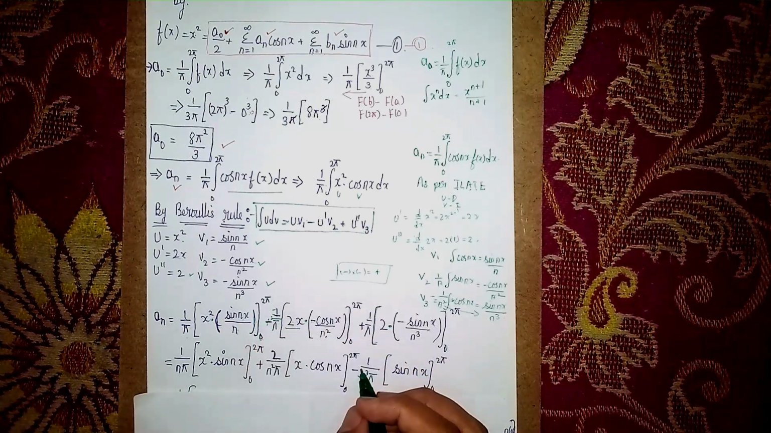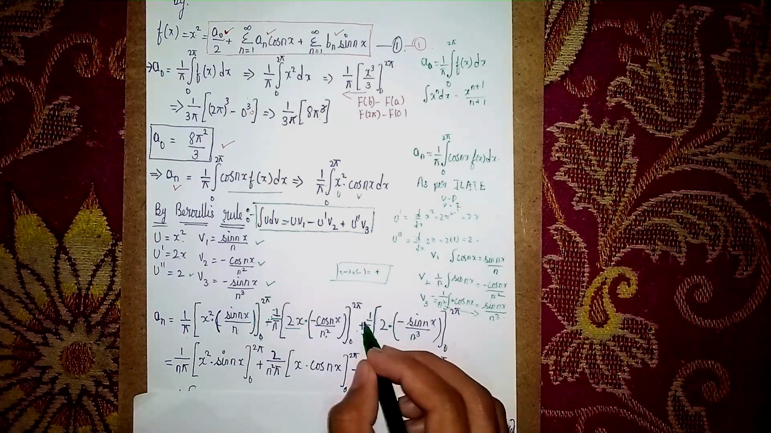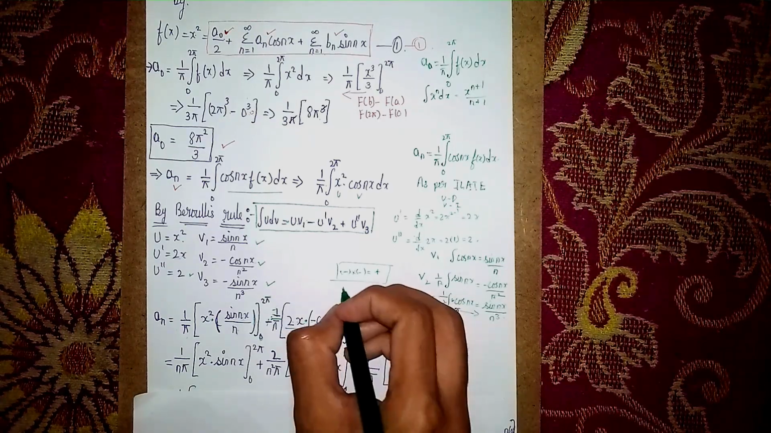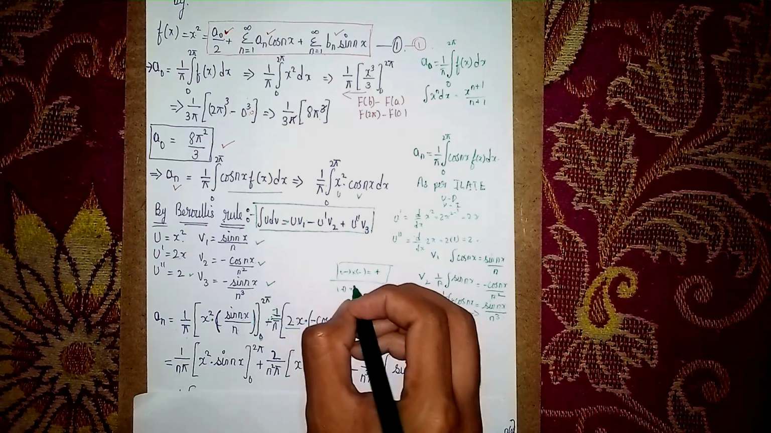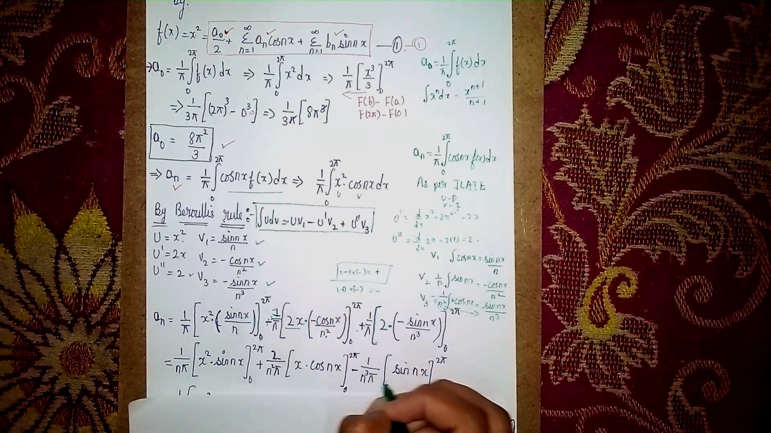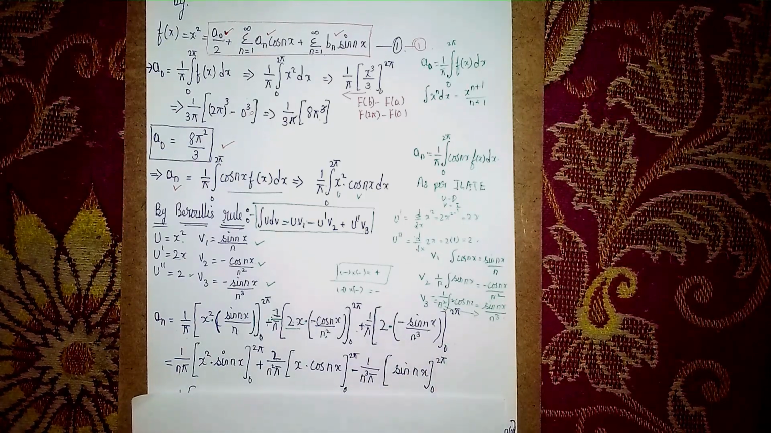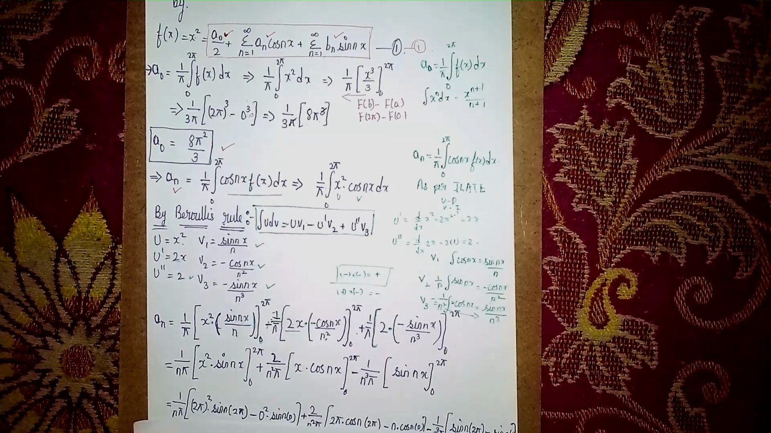Then after that, minus 1 by, now n cube take outside and 2 outside here, and minus outside, so plus into minus will become minus. So here minus 1 by n cube pi into sine nx, into 0 to 2 pi limits. Then after that, now applying the limits.